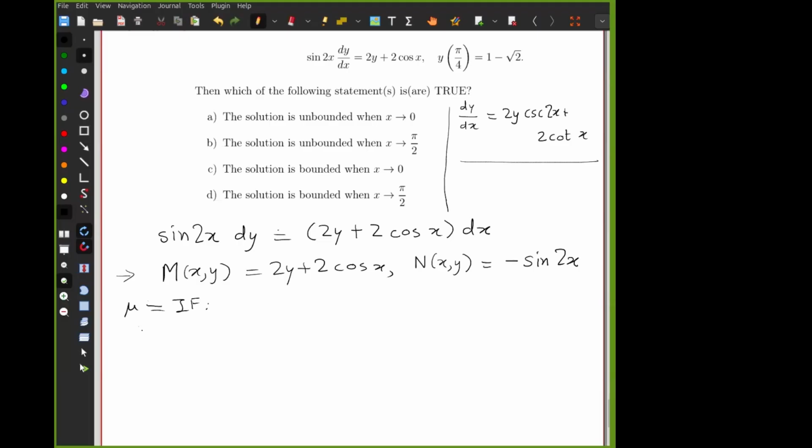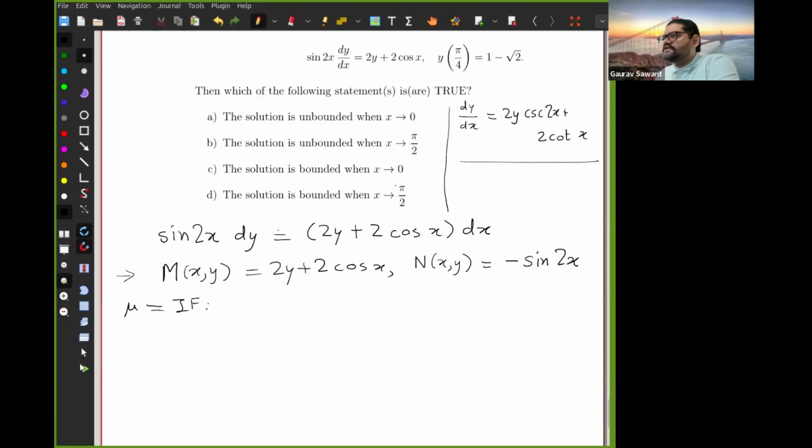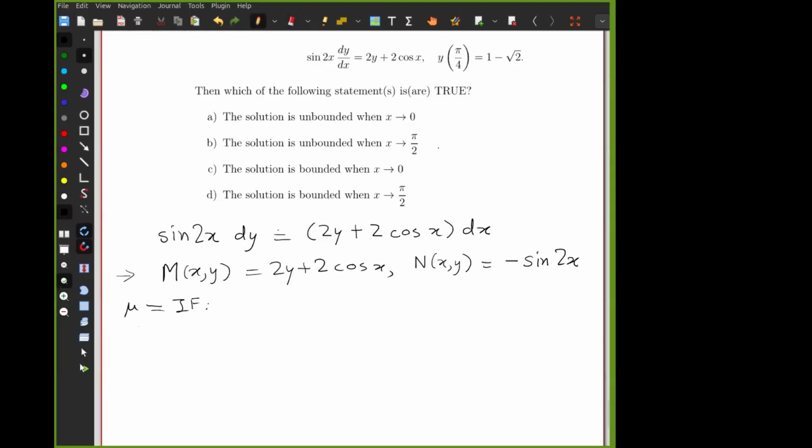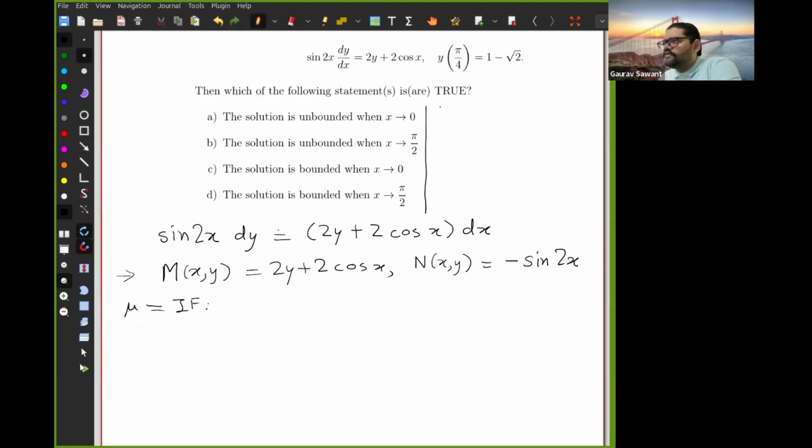Sir, in dy by dx form, you have written cot x. There will come cos x. Yes. So let's do that correctly. This was not the right form. So dy by dx, this time let me not make a mess of this. 2y over sine 2x plus 2 cos x over sine 2x.